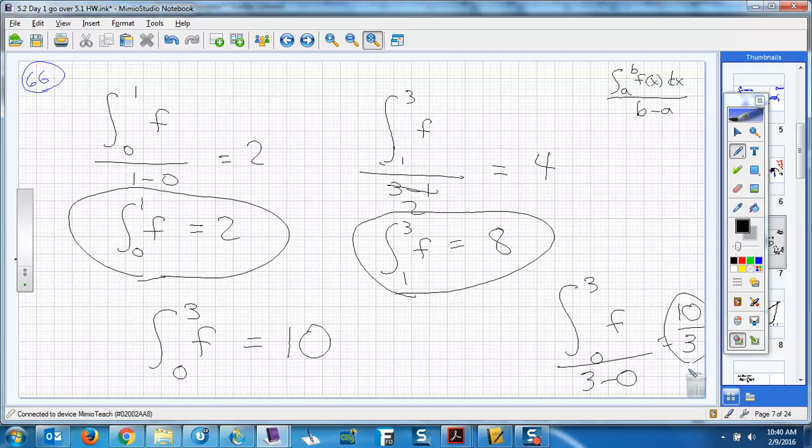But how did I know to do that? Well, when they said find the average, maybe the first thing I should have written down was this right here, right? They said find the average value from 0 to 3. I should have said, oh, the formula is right there. So the average value from 0 to 3 is this. So this is what I'm looking for.